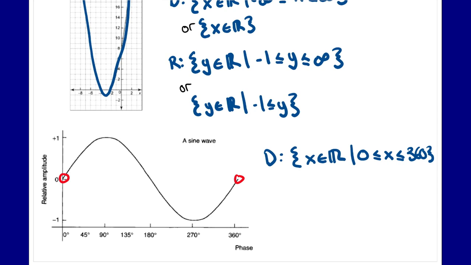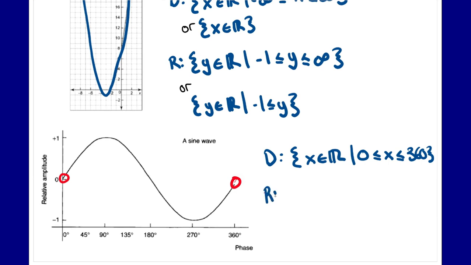So we'll say that the domain for our function is x is any real number, given that x is between 0 and 360 degrees, or x is greater than or equal to 0, but less than or equal to 360 degrees.